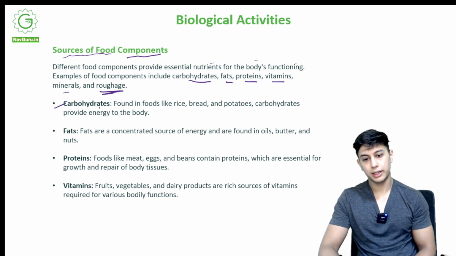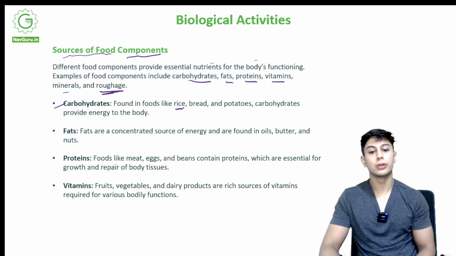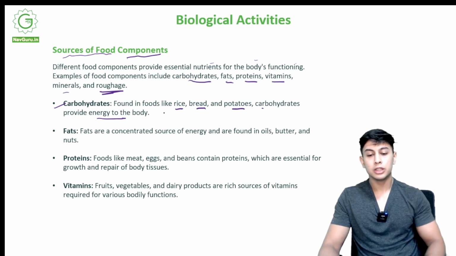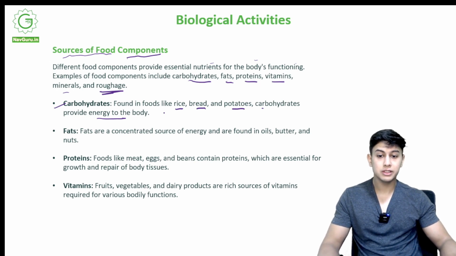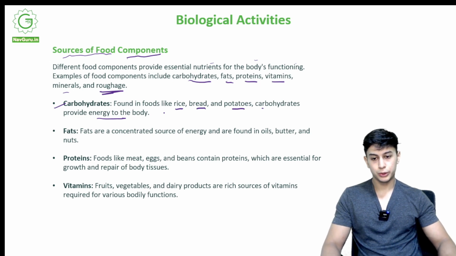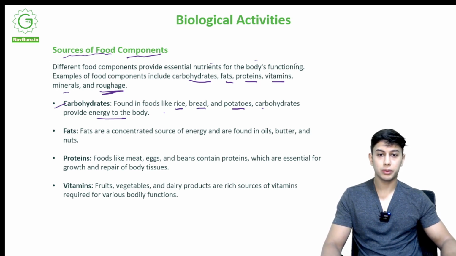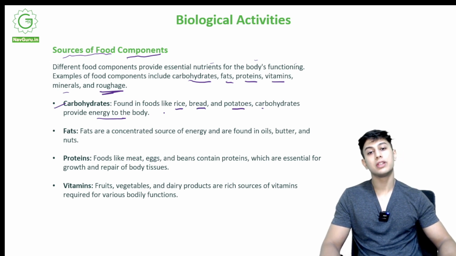First is carbohydrates. Carbohydrates are found in food like rice, bread, potatoes. Carbohydrates provide energy to the body. All these things give us carbs. Carbs are the basic nutrient to provide energy to the body, to provide glucose to the body. This is what gets burnt first when we perform respiration.